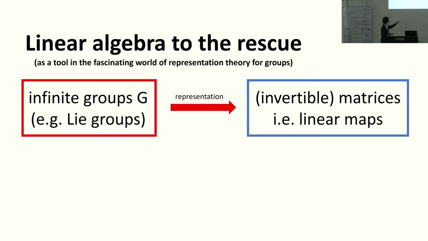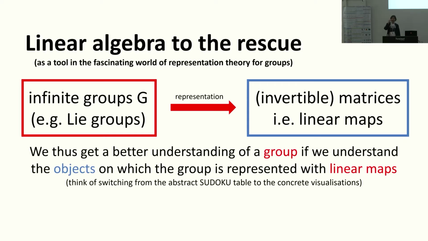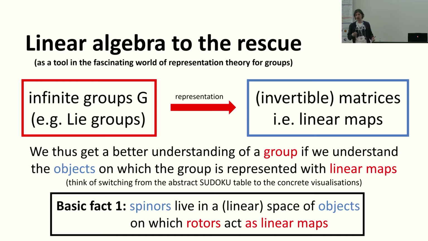So we are dealing with these infinite Lie groups, as a matter of fact, but you can turn them into linear maps, matrices. And that is a very important message that I wanted to get across, that if you have a group and you want to understand properties of that group, it is important to think about the representations, the objects on which it acts as a map, because that will teach you something about that group. And so the first thing I can tell you is that spinors are objects. Spinors are things in a linear space on which the rotors will act as linear maps. So straight away, spinors will teach us something about the group.